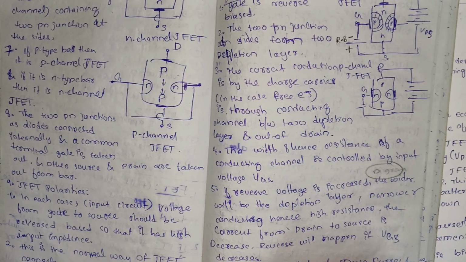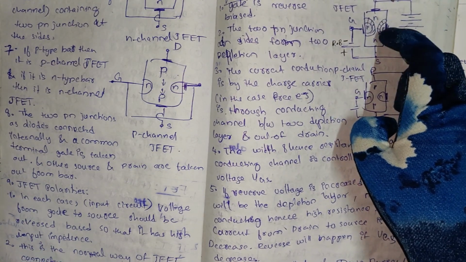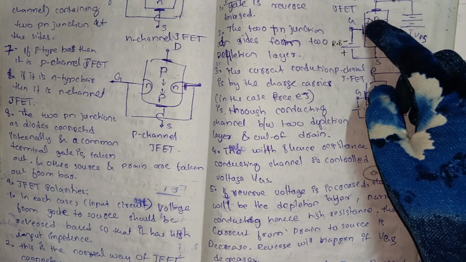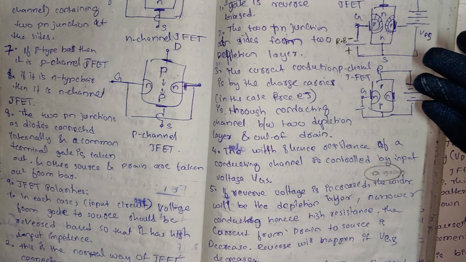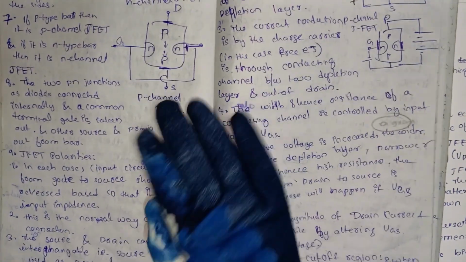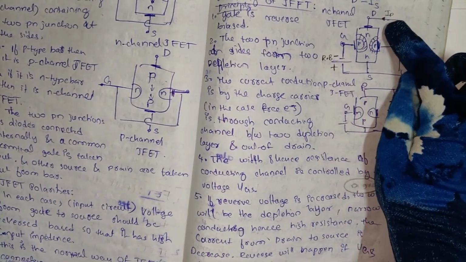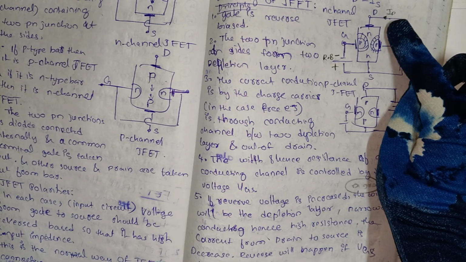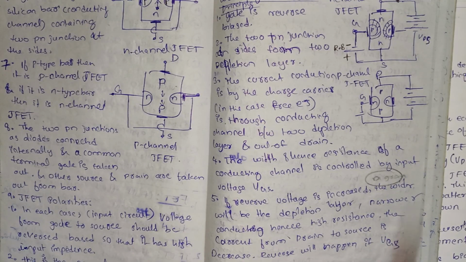The reverse will happen if VGS decreases. If VGS is low, then the depletion region will be thinner, and the conducting channel will be wider, and hence the area for the flow of electrons is more, and the current from drain to source increases. The reverse will happen like this. It means the magnitude of the drain current is changeable by altering VGS, as we have understood just now.